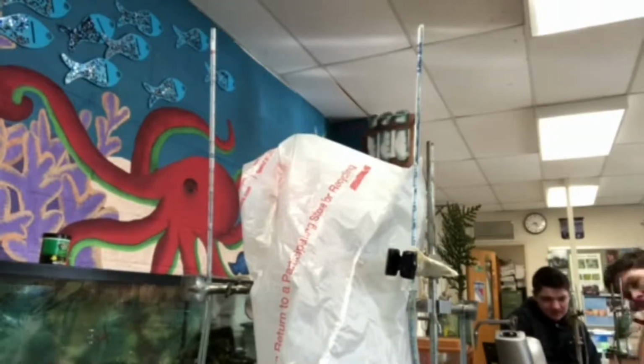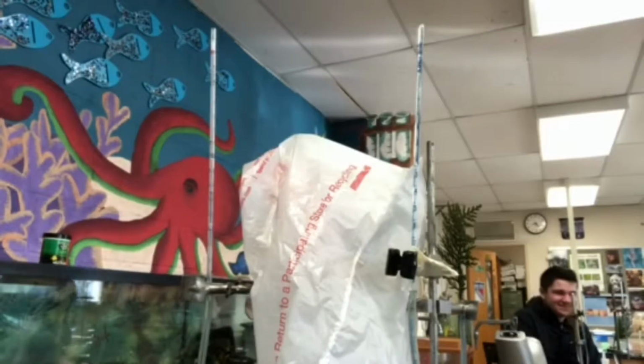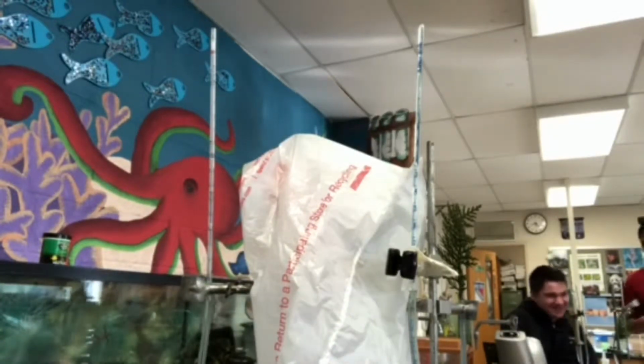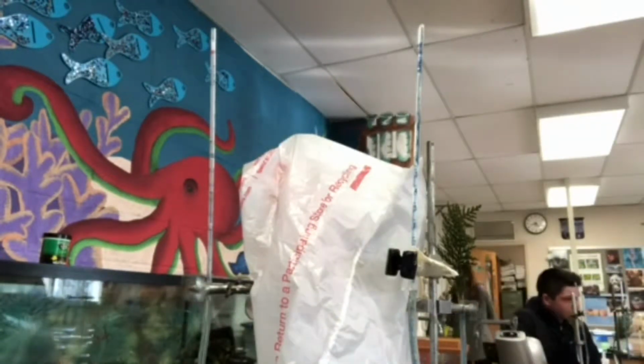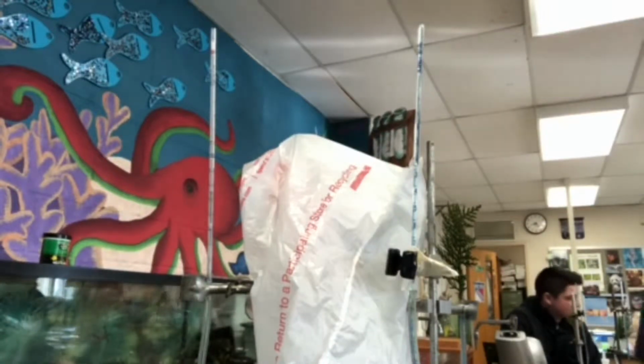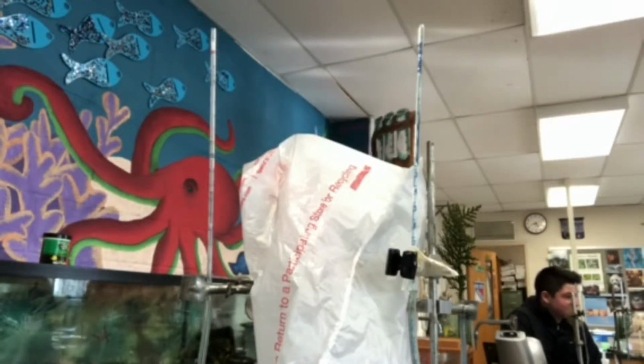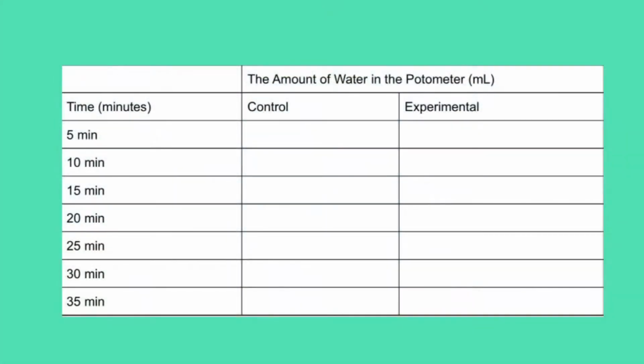The independent variable is the amount of time the plants are transpiring. The dependent variable is how much the amount of water in the pedometer has decreased. The pedometer without the plastic bag will act as our control. One eternity later. We have set up a data table to compare the amount of water in milliliters between both groups for each 5-minute interval.